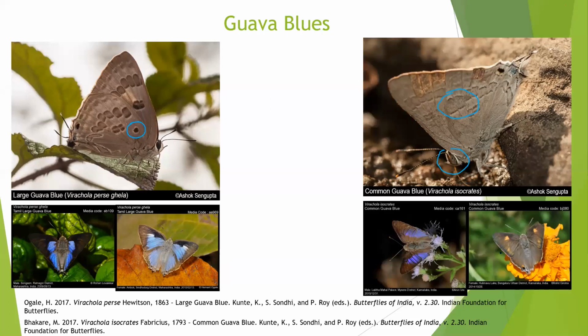That's the female. There's a female here, and the male is a quite vibrant blue, much more like a slate flash male. It is resembling the slate flash male. But if you see the colors, slate flash has a black colored eye, and this guava blue has a brown colored eye. And large guava blue is quite distinct from the common guava blue.